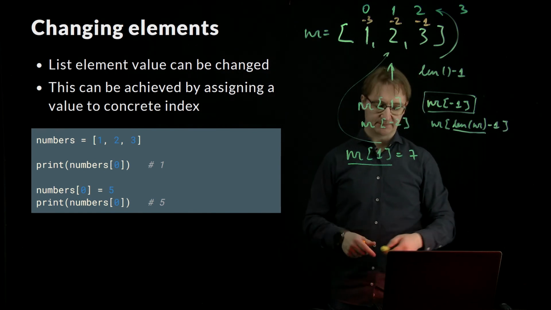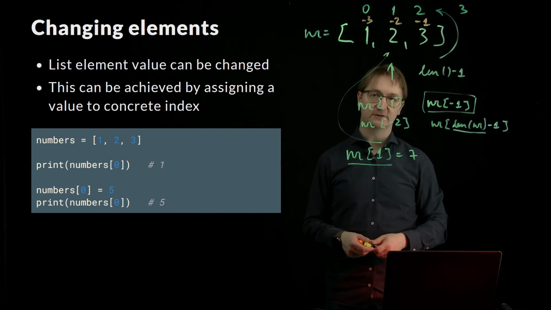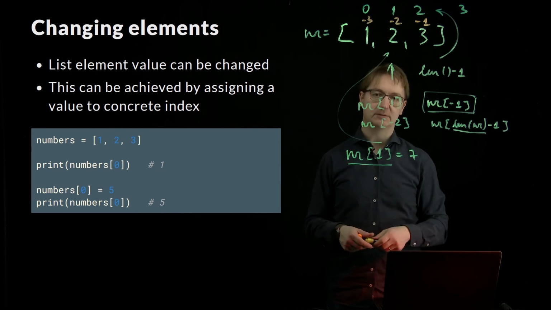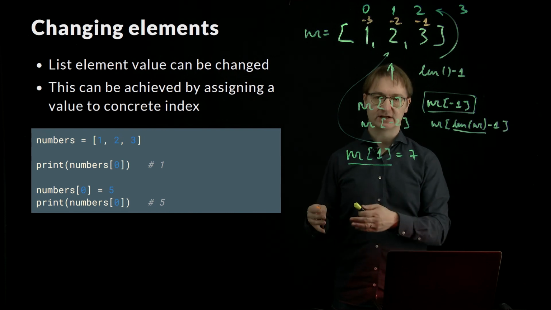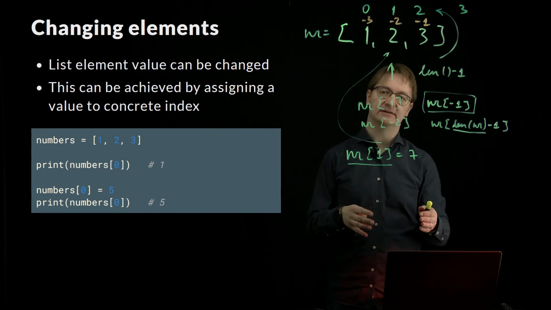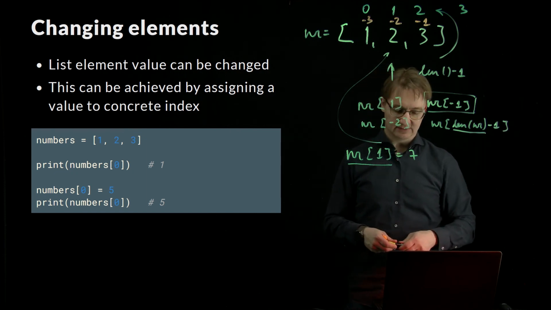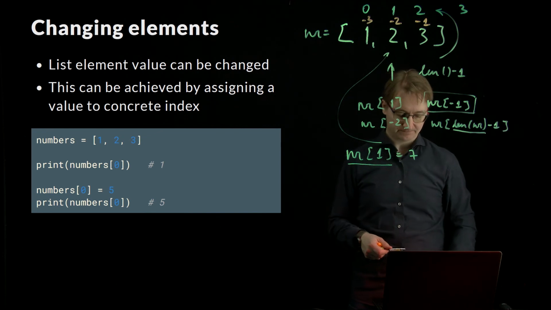This example basically changes the first element of the list. First we print it out at the position where the printing takes place. It's still 1, the first element is 1. Then we change the first element into 5, and after printing the first element, it's changed to 5 already.